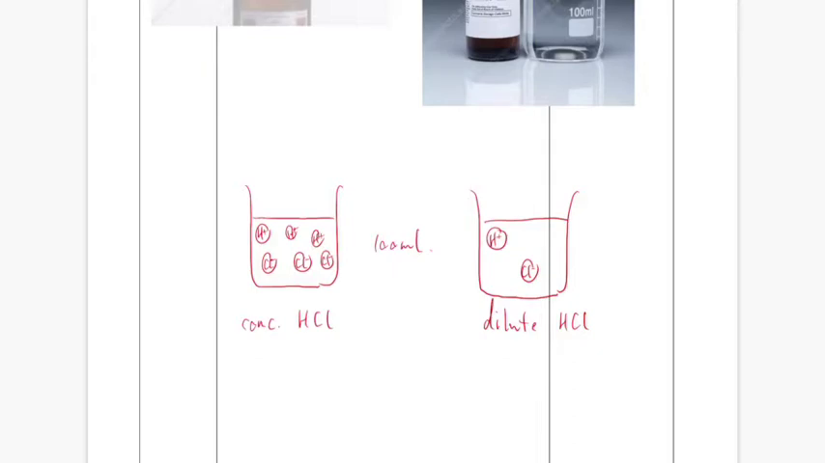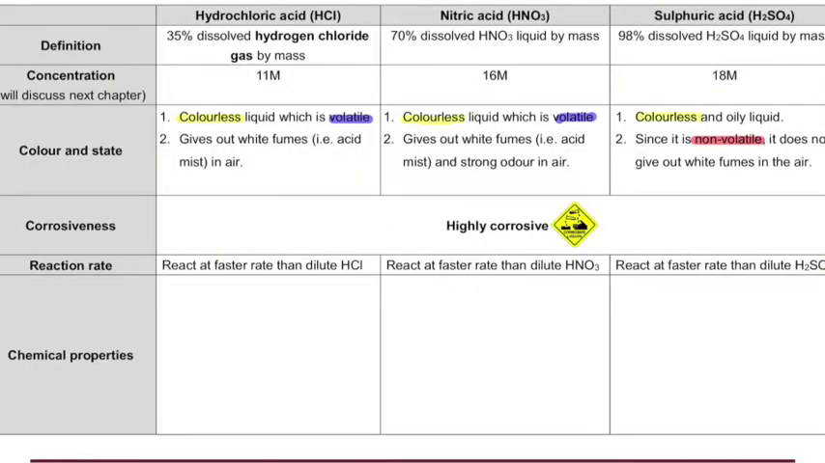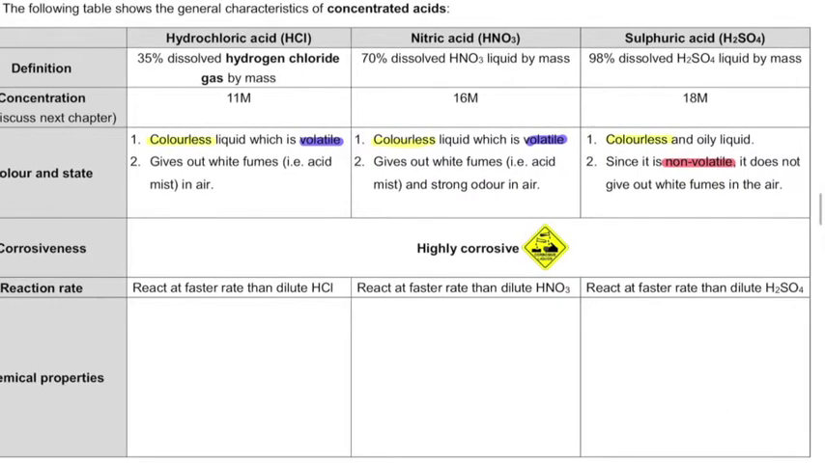Concentration means how much substance is in a unit volume. In the next unit you're going to learn in detail how to calculate concentration and what the unit means. But now I just want you to have a brief idea. For concentrated acid, that means we have a lot of acid, like H plus, in the solution. Now let's go back to the table on page 10.